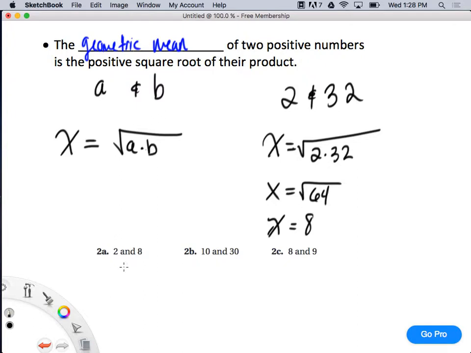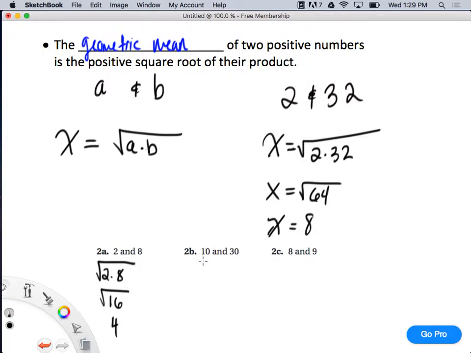Let's watch the first one. Guys, quiet. Olivia, just pay attention. So look, 2 and 8 is the square root of 2 times 8. What's 2 times 8? 16. What's the square root of 16? 4.